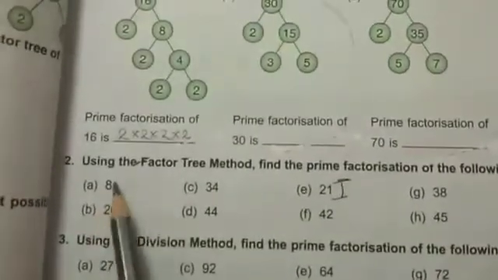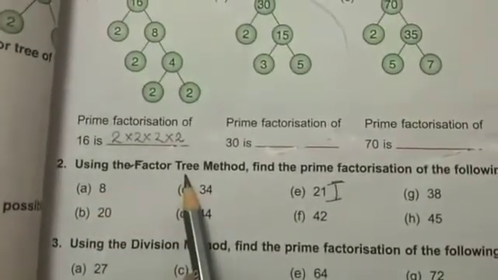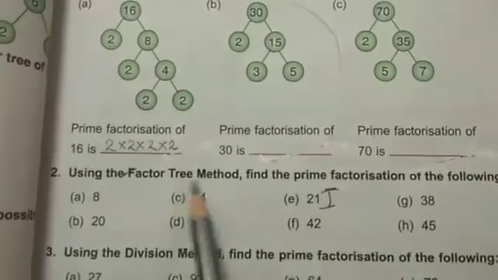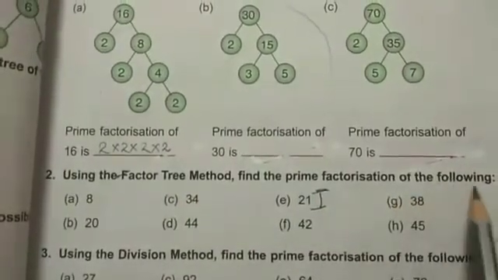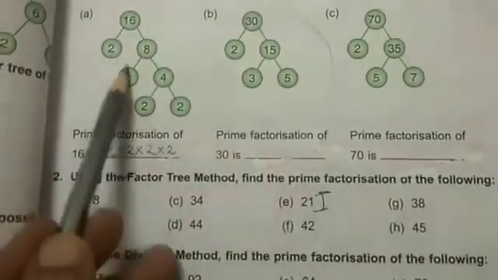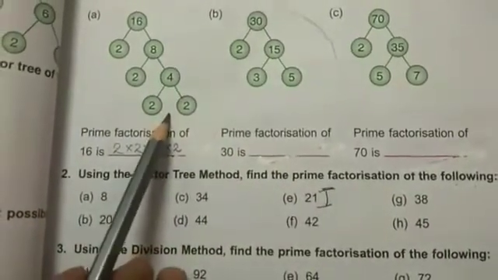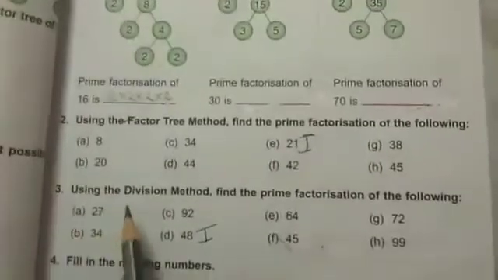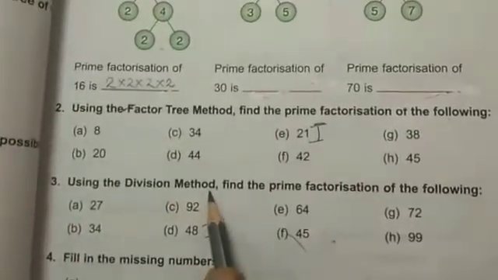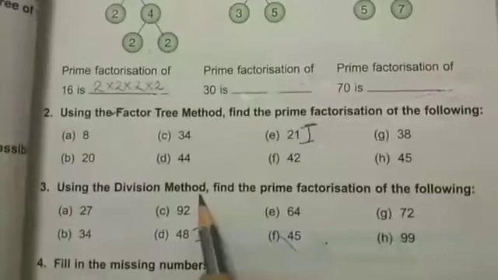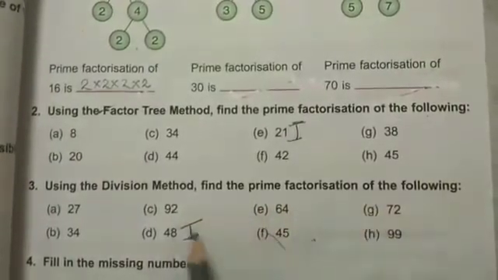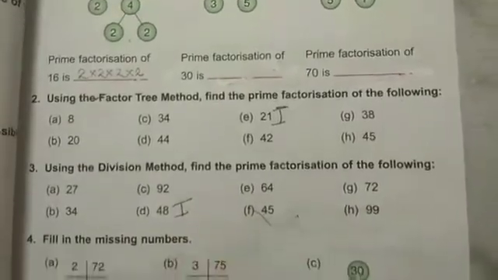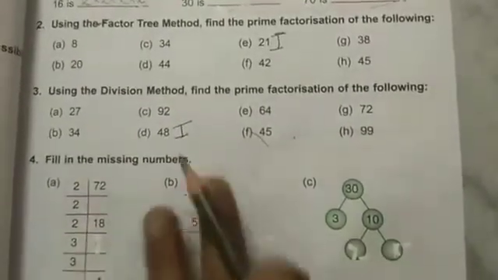Next, using the factor tree method, as I discussed as my first method, you will find the prime factorization of the following. That is, a similar method will be used. Clear? In the next question, using the division method, that was my second method, we will find the prime factorization of the given numbers. Next, fill in the missing numbers.